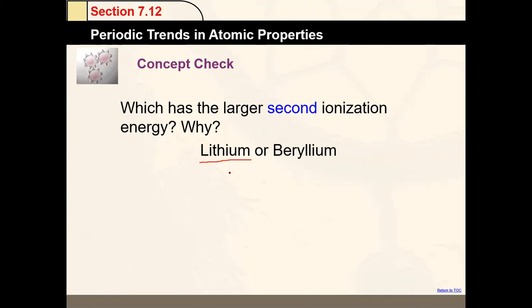Because lithium has only 1 valence electron. Beryllium has 2 valence electrons. So if you want to remove a second electron from lithium, then that means that you're invading the core shell, right? Removing core shell electrons is definitely going to be more difficult than removing valence shell electrons. Beryllium, both electrons are in the valence shell. So that's why this is easier than removing an electron from the core shell.